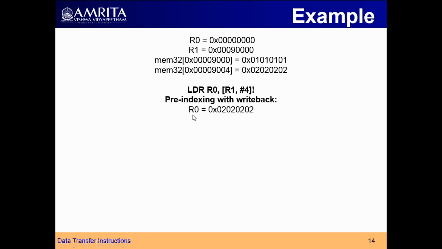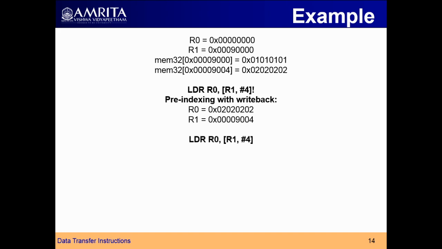So what is the content of R0? 020202. Then what will be R1? Whether R1 will be updated or not. Initially R1 was 9000. Now you are incrementing R1 by 4, and since the exclamation, the write back, is there, R1 will be updated by 4. So previously R1 was 9000, now R1 will be 9004.